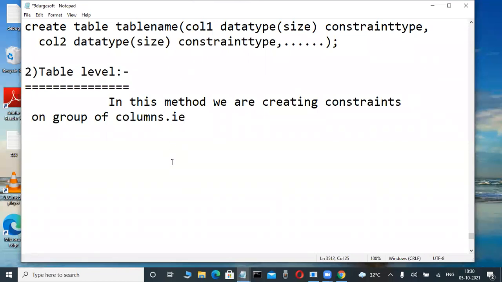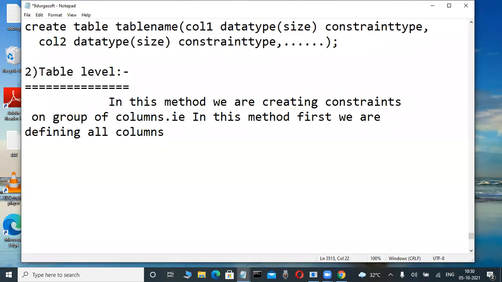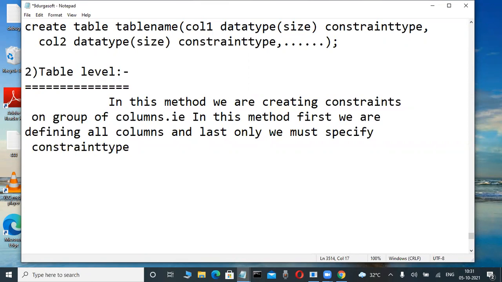That is, in this method, first we are defining all columns, and last only we must specify constraint type along with group of columns. Along with group of columns. Syntax.